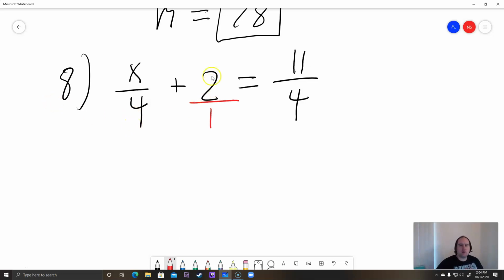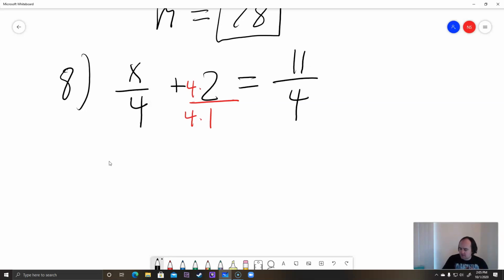So what we want to do is we want to get rid of the 2 over 1, and we want to combine it with the 11 over 4. But we notice they have different denominators, so we're going to have to build these so that they have the same denominator. So here we have a 1, there we have a 4. So here we're missing a 4. So we're going to multiply this fraction by 4 on the top and the bottom.